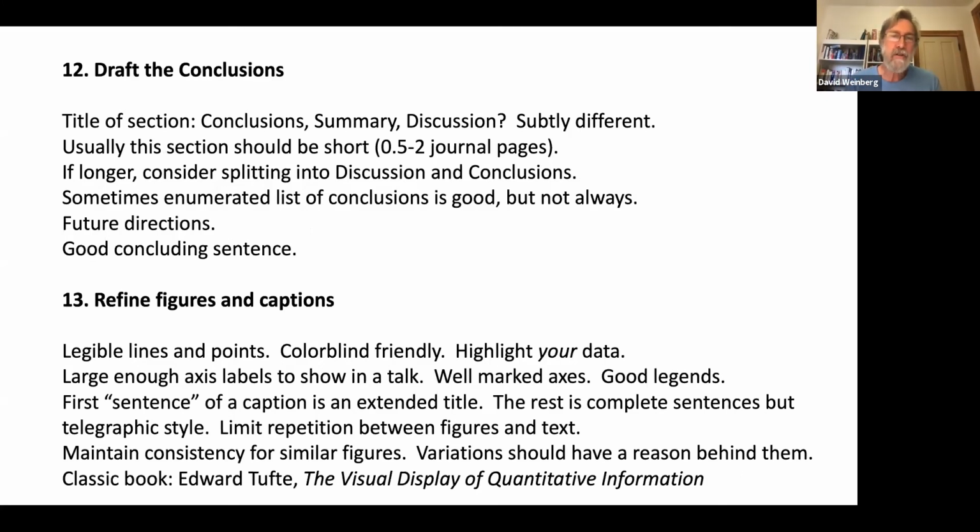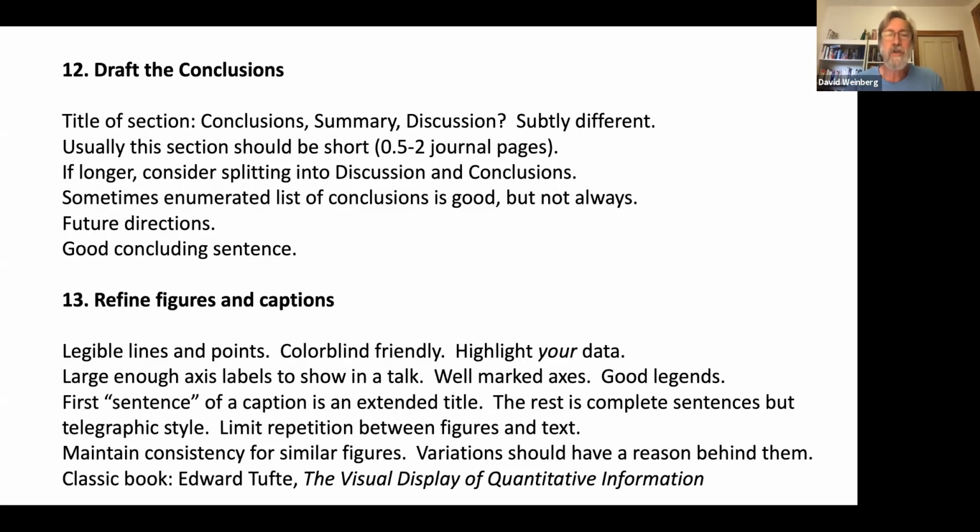Now you get to the conclusions. And so your final section can be titled conclusions. It can be titled summary. Maybe it is just discussion, and there isn't actually a section after that called conclusions. So think about the subtle differences between what those words mean.